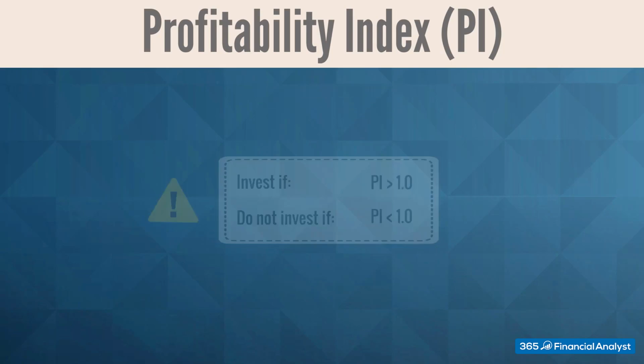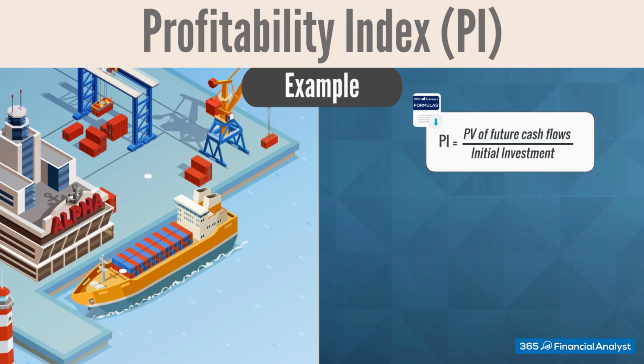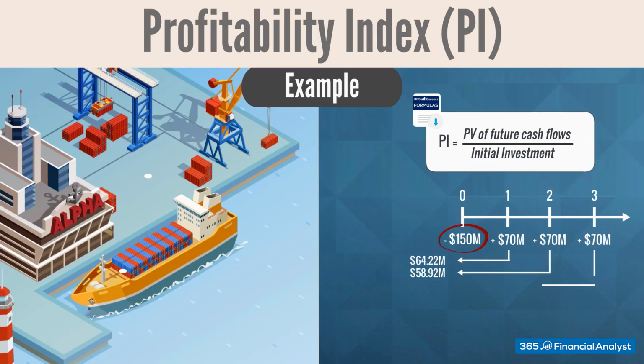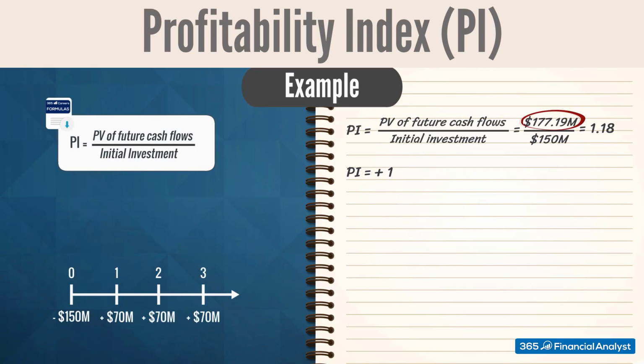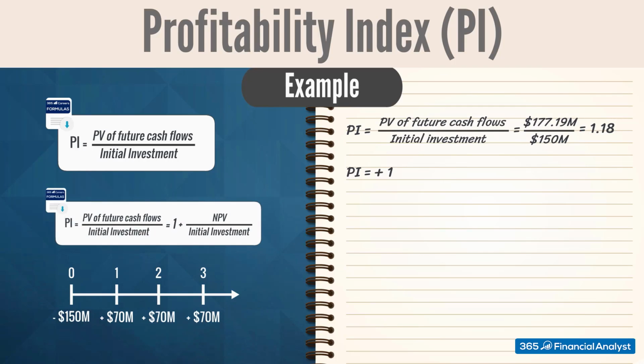To illustrate its rationale, let's go to the previous example with Alpha. As you remember, the company made an initial investment of $150 million, which produced a net present value of $27.19 million. The present value of its cash inflows for 3 years was $177.19 million. By substituting the parameters we know, we obtain the following. The present value of the future cash flows is divided by the initial investment to reach a ratio of 1.18. Of course, we could also use the derivation of this formula by dividing the NPV by the initial investment and then adding 1 to the result. In the end, we obtain the same ratio of 1.18.